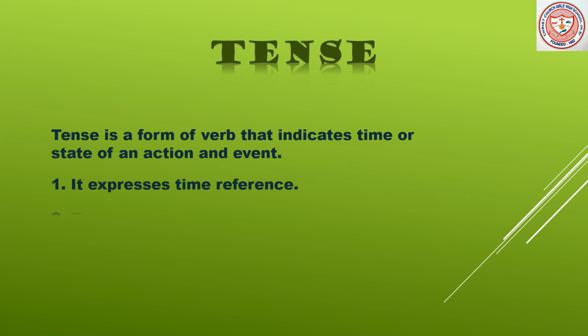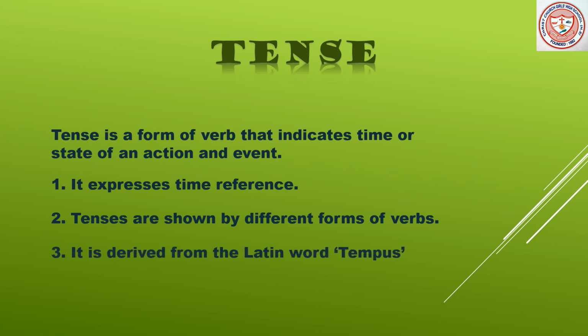Next point. Tenses are shown by using different forms of verbs. That means tenses can be identified by using different forms of verbs. Next point. It is derived from the Latin word tempus. That means the word tense comes from the Latin word tempus, which means time.